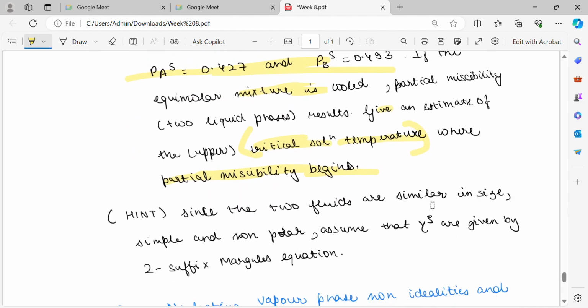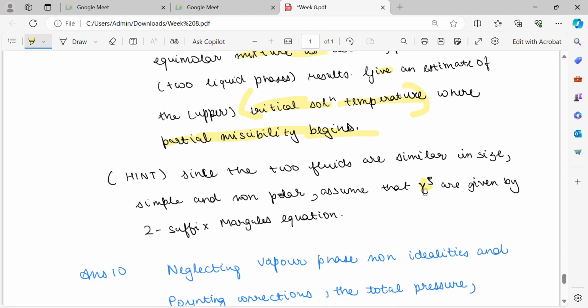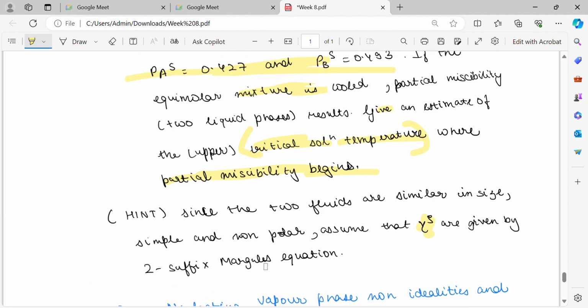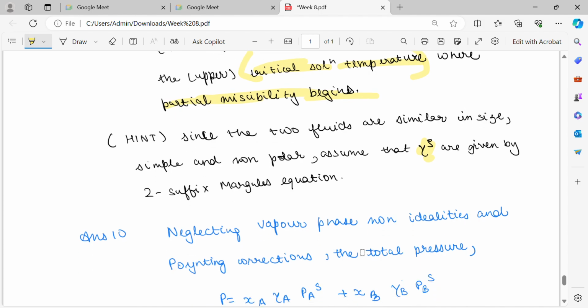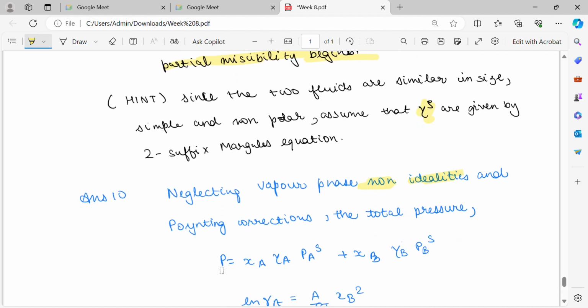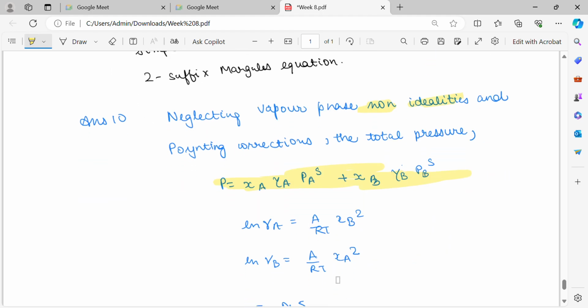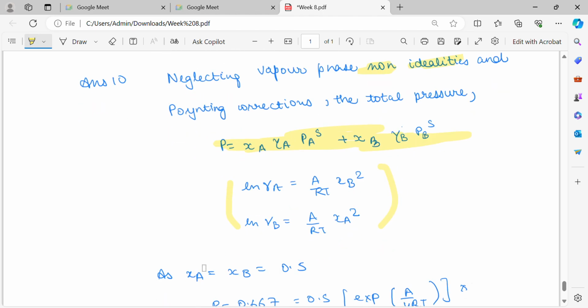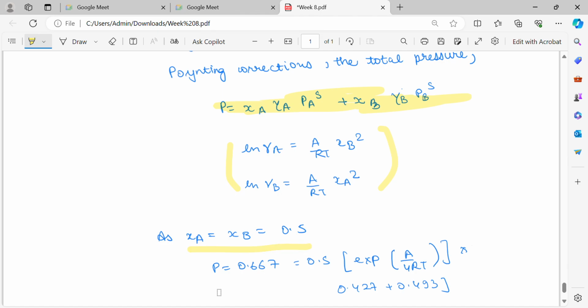Since the two fluids are similar in size, simple and non-polar, assume that the gammas are given by the two-suffix Margules equation. So neglecting vapor pressure non-idealities and Poynting correction, the total pressure, as we know, now we have used this equation a lot. We already have ln gamma 1 in some form of an equation, with xA plus xB equals 1, and x equals 0.5.